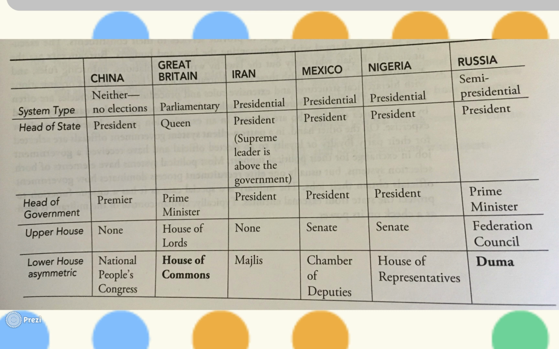If you look at Nigeria, Iran, and Mexico, the head of state is the same as the head of government. That happens a lot. Same with the United States. In Russia, though, the head of state is the president, the head of government is the prime minister. In Great Britain, the prime minister is the head of government. And then in China, what we call the premier is the head of government, and the head of state is separate.